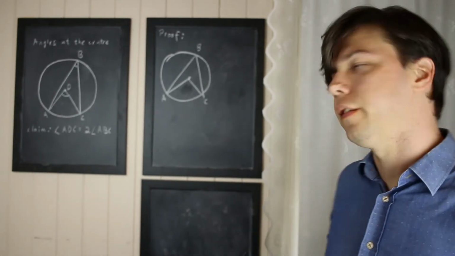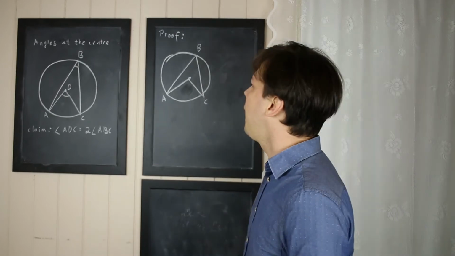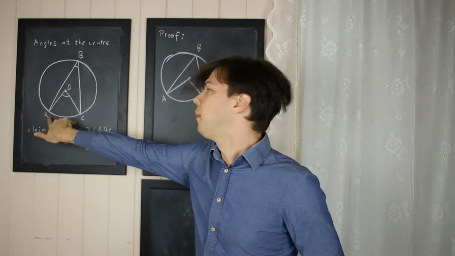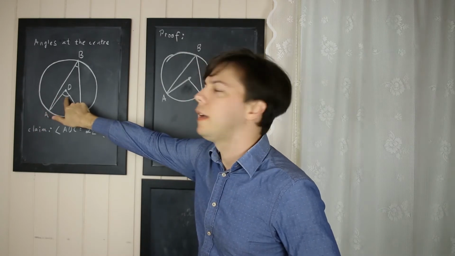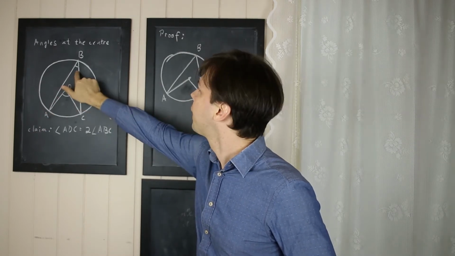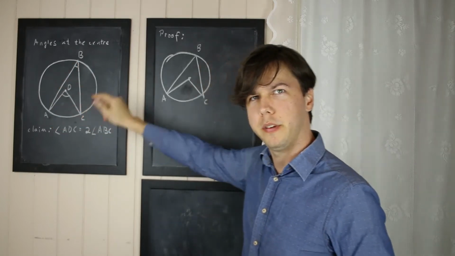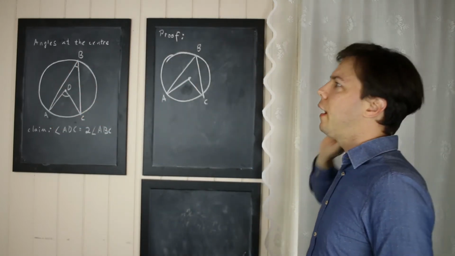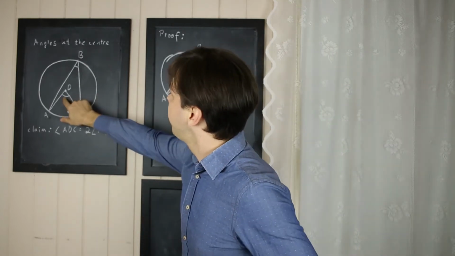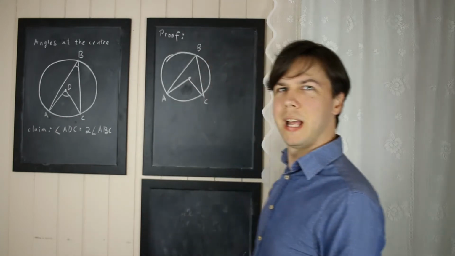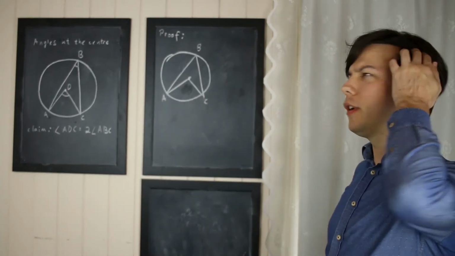Here it is. Let's say we have a circle and we have some segment here. There's an angle in the center of the circle, okay? And here on the circumference we're subtending the same segment. The theorem is that this angle is double this angle. So let's go ahead and prove it.